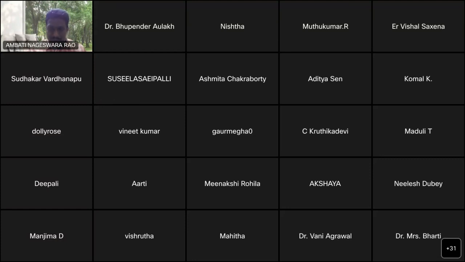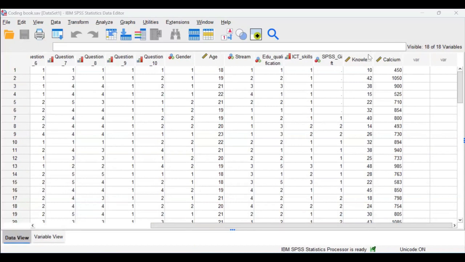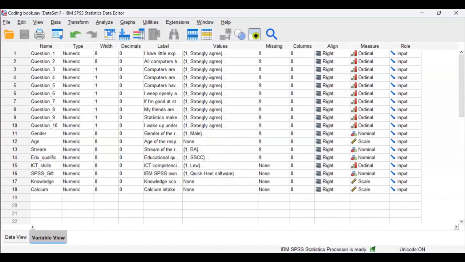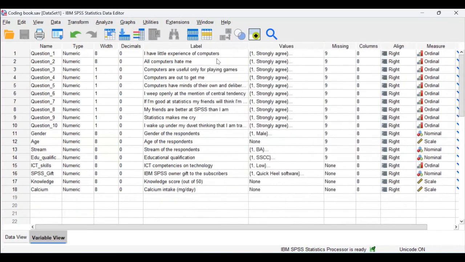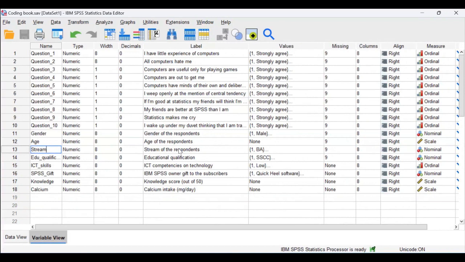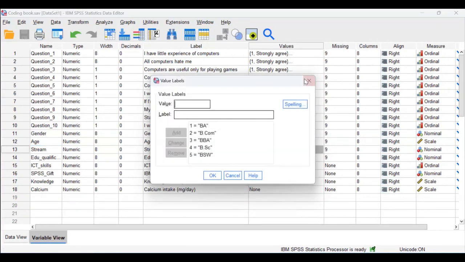My data set is visible. I hope it is visible to all of you. I'm not explaining what spectral data is, because we clearly discussed it on the first day of class. Here we have statements related to the field of computers as well as statistics, and certain demographic variables like gender, age, stream, education qualifications, and ICT skill set.